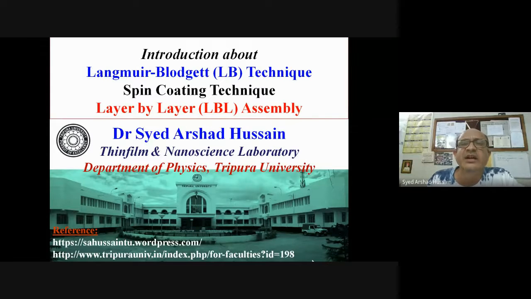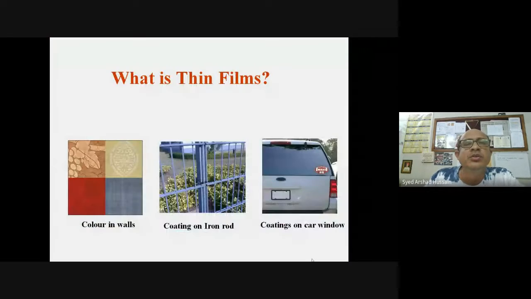So today I shall try to give a brief general introduction about three thin film deposition techniques: the Langmuir-Blodgett technique, spin coating technique, and layer-by-layer self-assembly technique. And in other sessions, other speakers will also highlight some other techniques, followed by some characterization techniques and applications. Yesterday, Professor Paul discussed a lot about the introduction. Still, let us start with a small introduction.